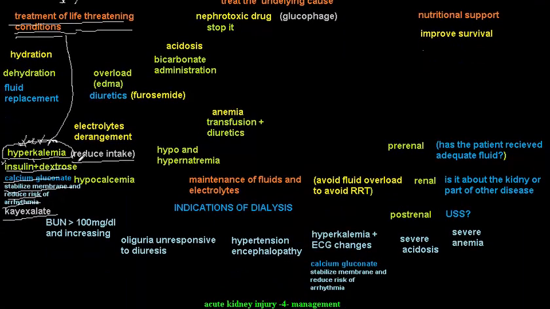You start by reducing potassium intake, then you give insulin plus dextrose, about 5 to 10 units of insulin plus dextrose. If you have ECG changes, you can give calcium gluconate. Calcium gluconate is very good for ECG changes, to stabilize the membrane of the heart and reduce the risk of arrhythmia. This is for ECG changes. If you have no ECG changes, it's not necessary to give calcium gluconate. Then Kayexalate will get rid of potassium. So these are the measures in treatment of hyperkalemia.